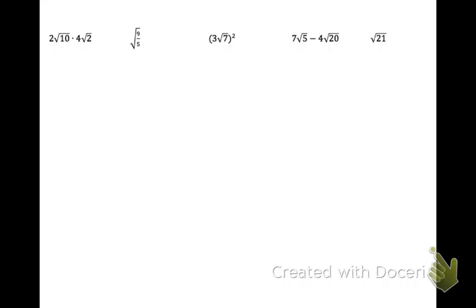So I notice that I have integers 2 and 4 that are not under the radical, so I can multiply those together, which is 8. And then I've got the square root of 10 times the square root of 2. So that is the square root of 20.